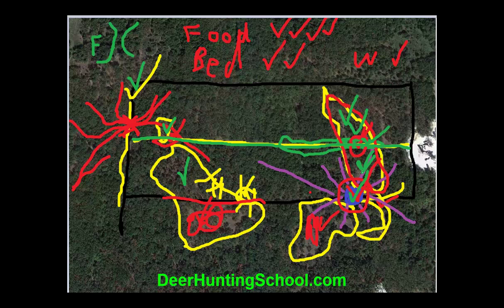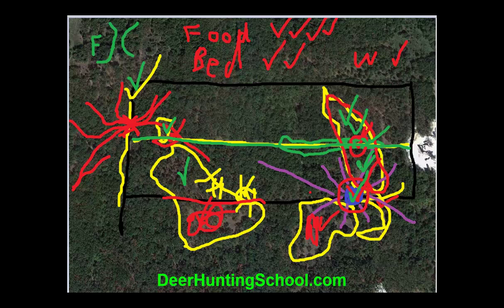They may stay in them bedding areas. If it is thick and there's honeysuckle, privet, small undergrowth in there, them deer will stay in the beds, especially if they have water. And this one's close enough to the water, even if it's dry, they can stay in there, slip out here, get a drink, right back in it. So that's what I want to look for on this property here.